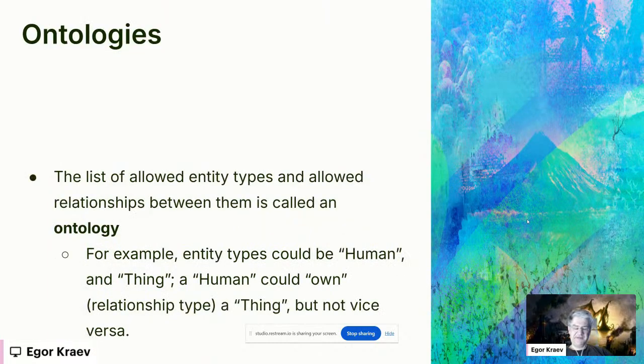This definition is called an ontology, a nice Greek word. An ontology restricts what kind of entities you allow and what kind of relationships between them you allow. For example, you could have entities human and thing, and a human could own a thing, but not vice versa.